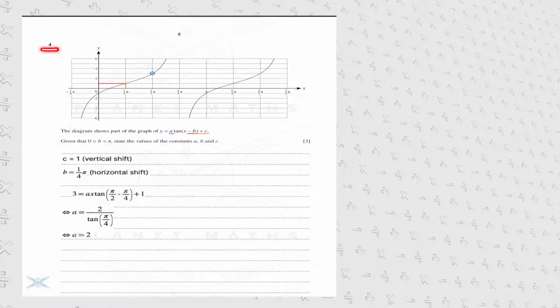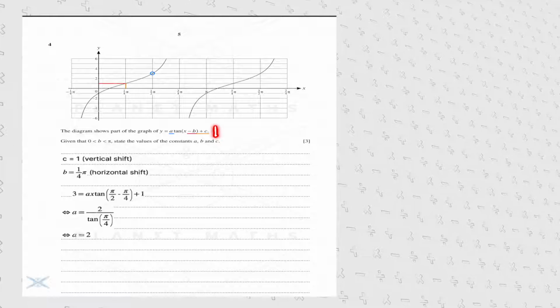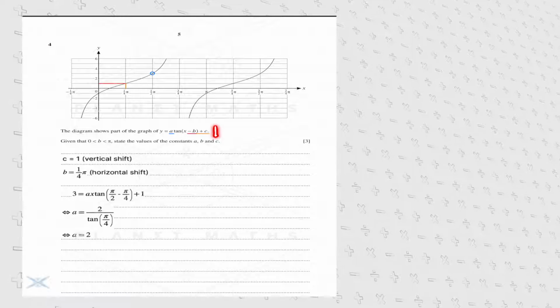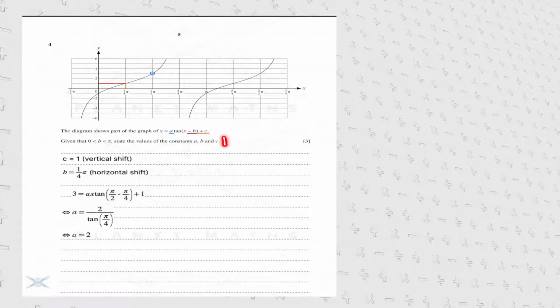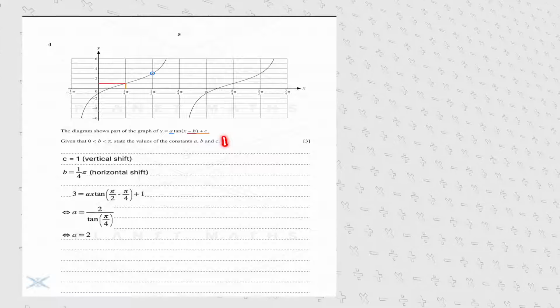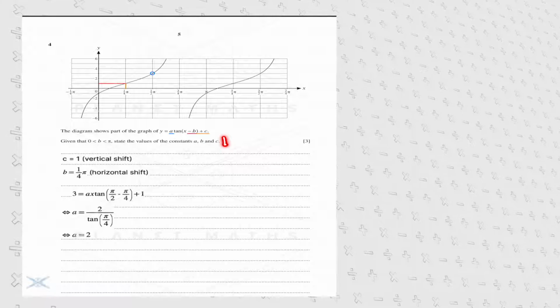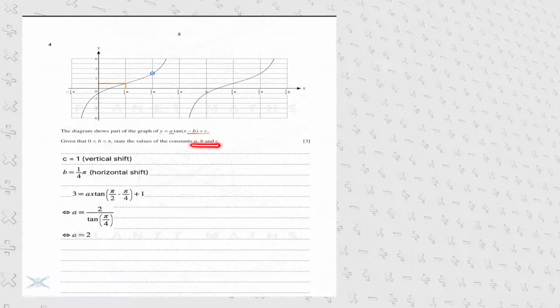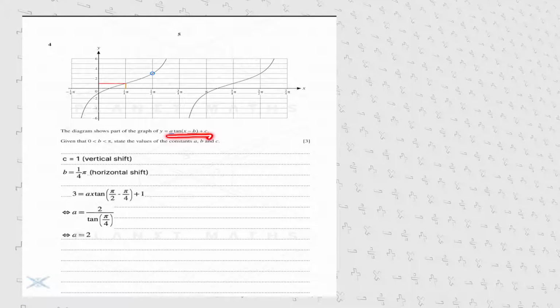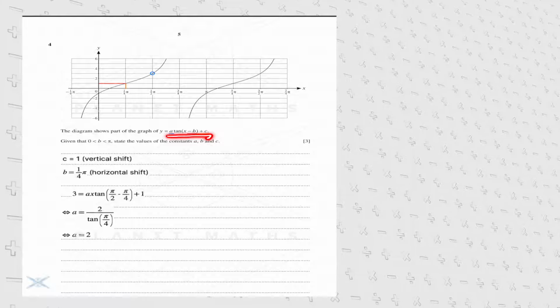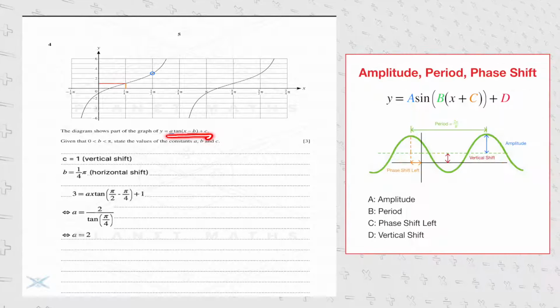Moving on to exercise 4, where we are provided with a part of the graph of y equals a multiplied by tan(x minus b) plus c. Furthermore, it is given that b lies within the interval of 0 and pi, and we are supposed to state the values of the constants a, b, and c. This can be performed by using our knowledge concerning the amplitude, period, and phase shift of trigonometric functions provided.